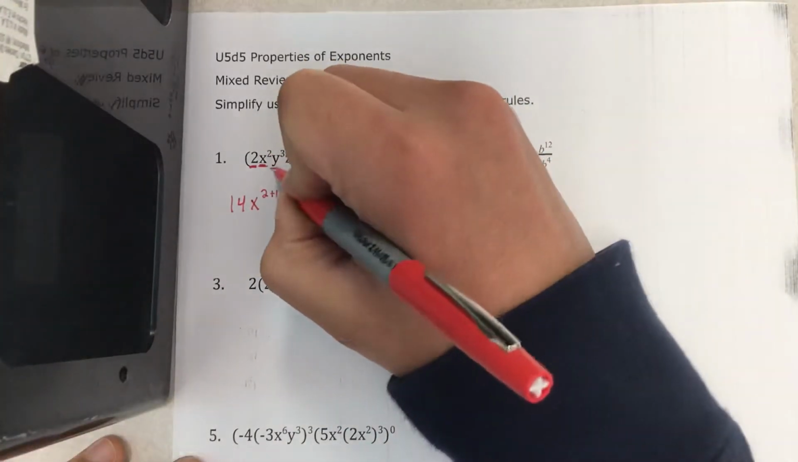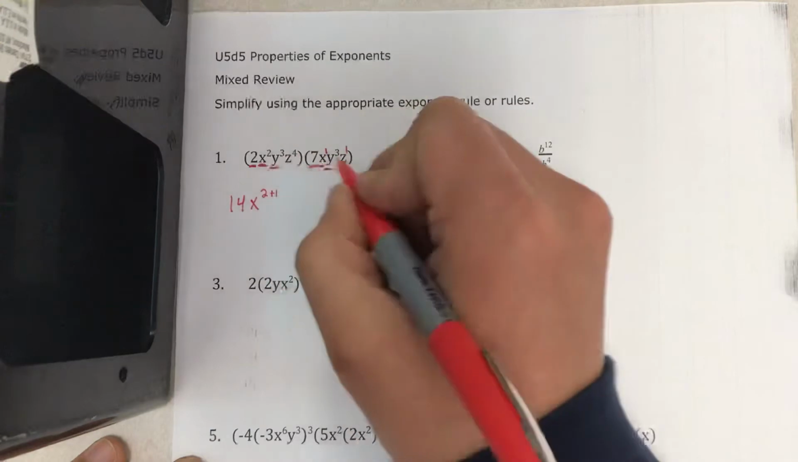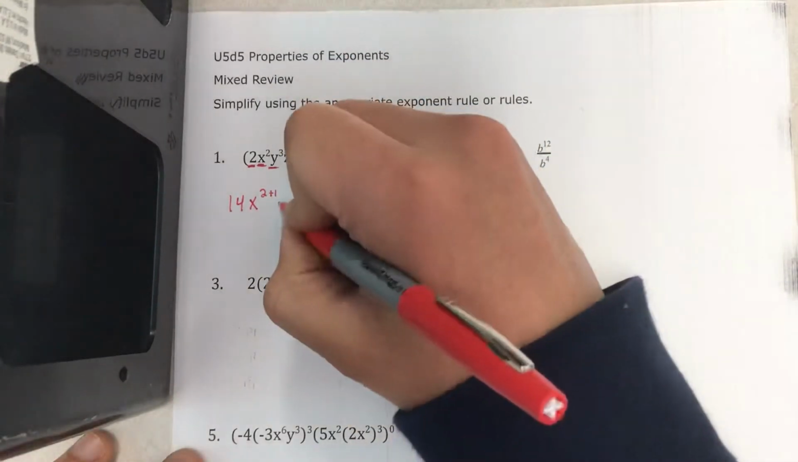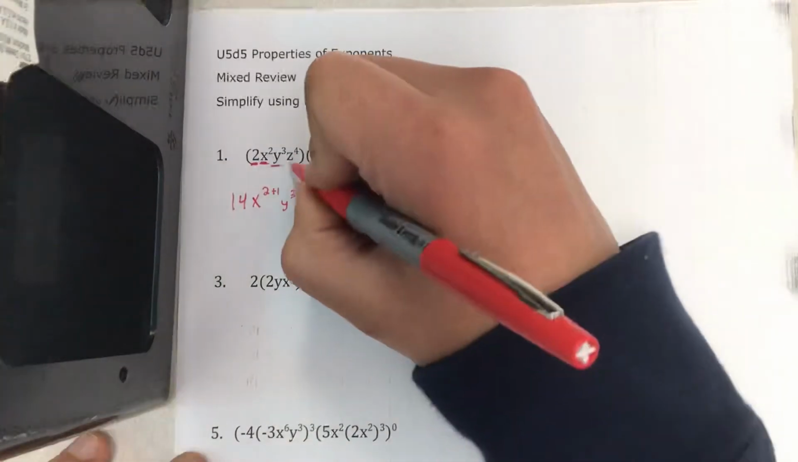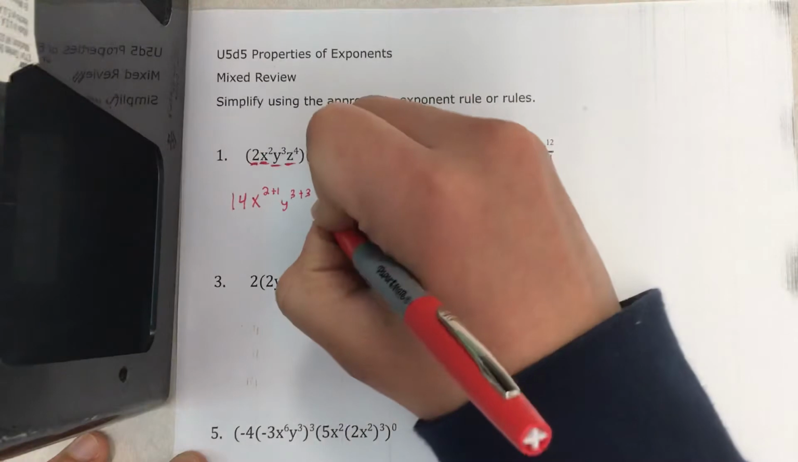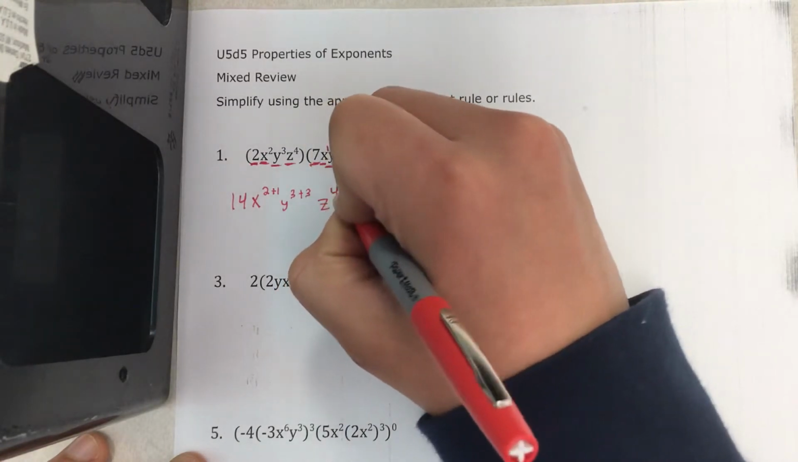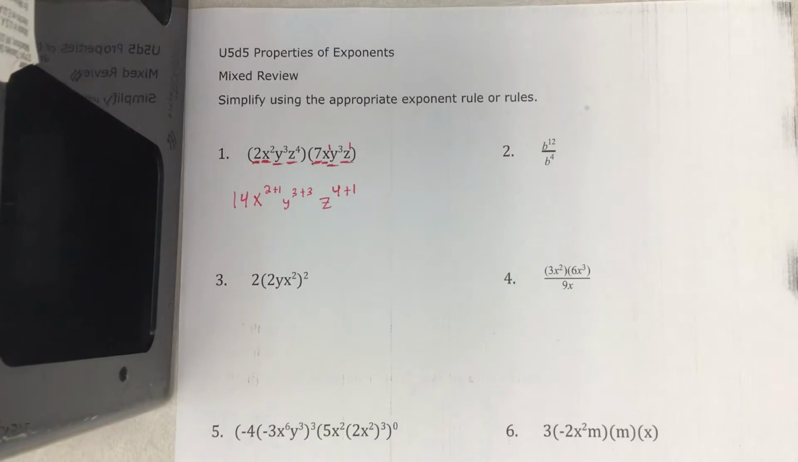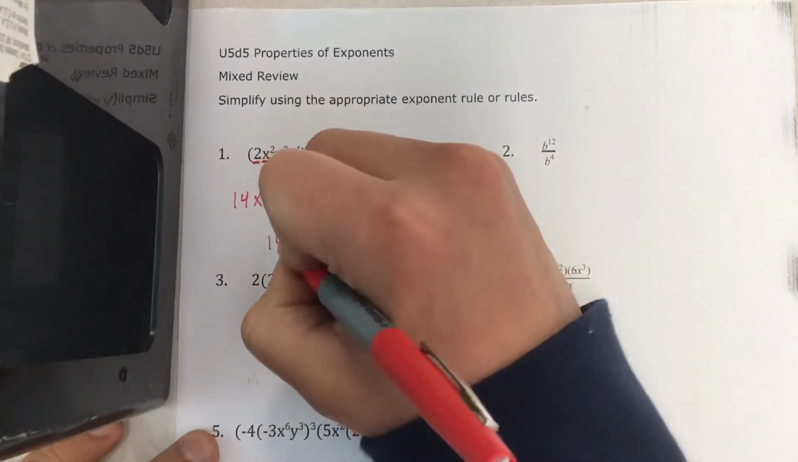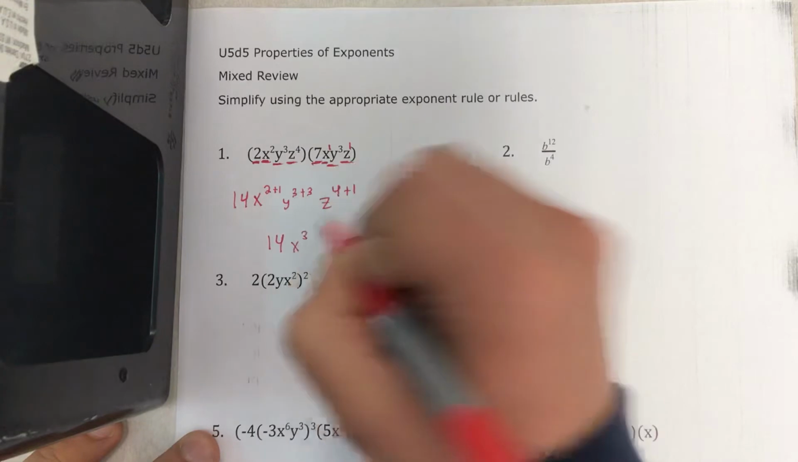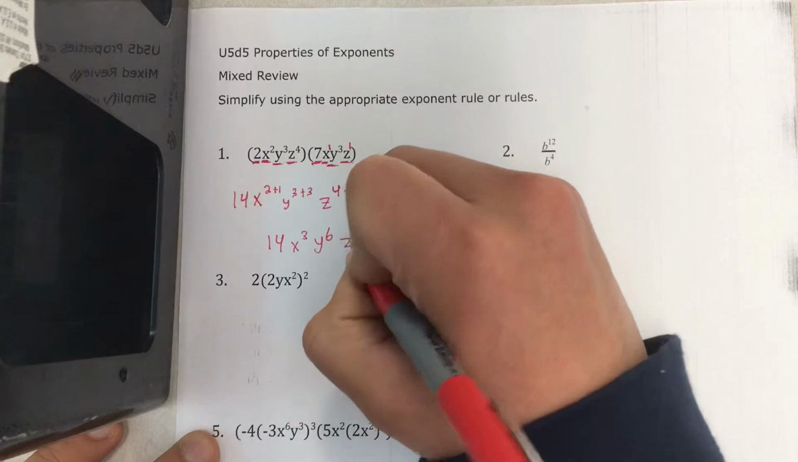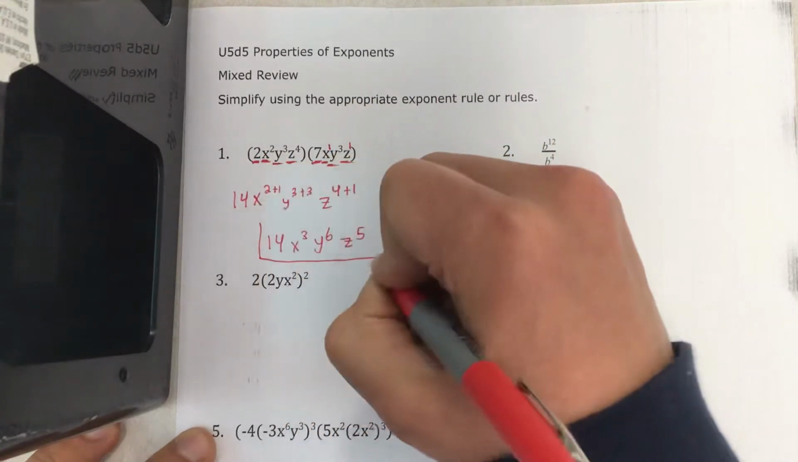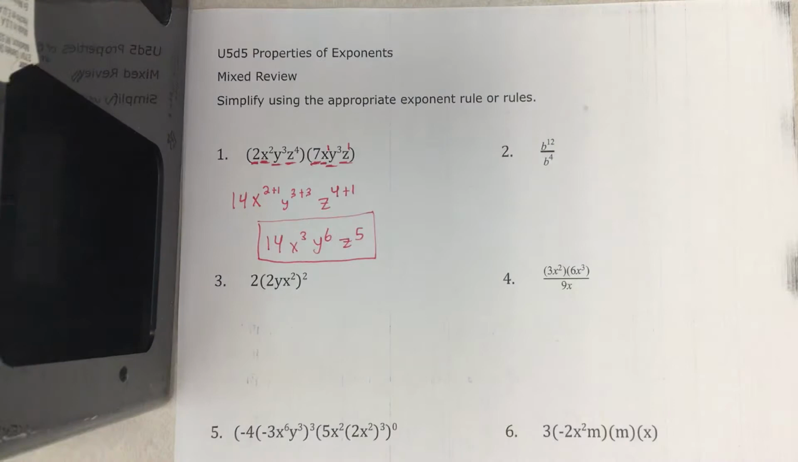Then I go to my next variable. So I have y to the third, y to the third. Same base, I'm gonna add my exponents, okay? And then the last one, my z's. So I have z to the fourth, z to the first, same base, add the exponents, okay? And I write my final answer. So I have 14, 2 plus 1, x to the third, 3 plus 3, y to the sixth, and then 4 plus 1, z to the fifth. So that is my final answer. That is the simplified expression, okay? Easy, one rule so far.